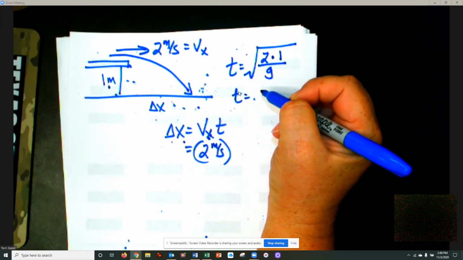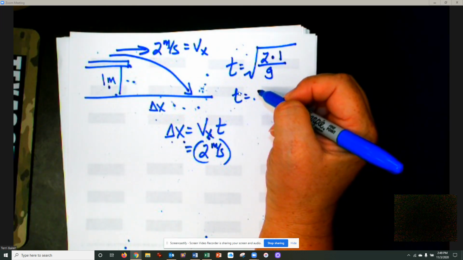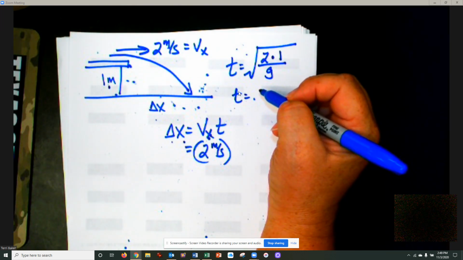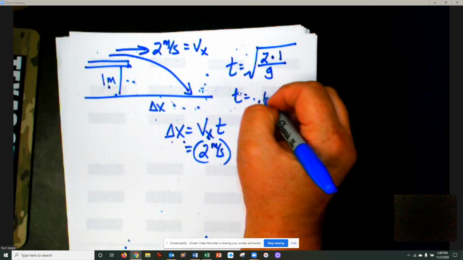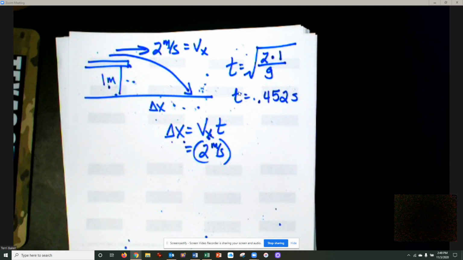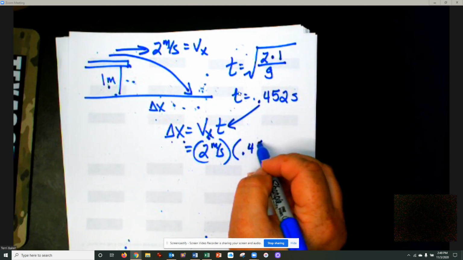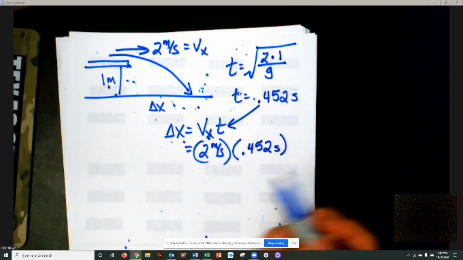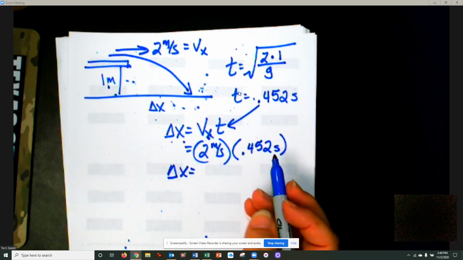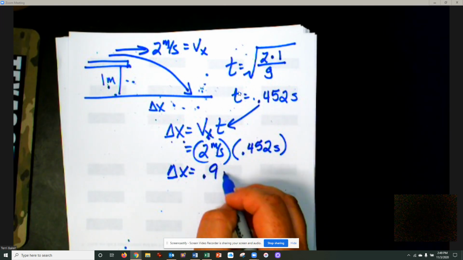So in this case, time is going to be 0.452 seconds. I'm going to plug that in, so my delta x is going to be 0.9 meters.